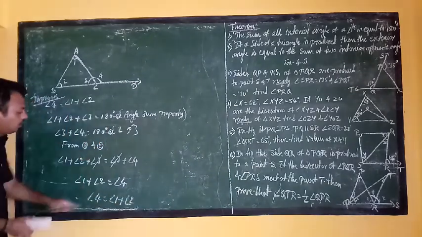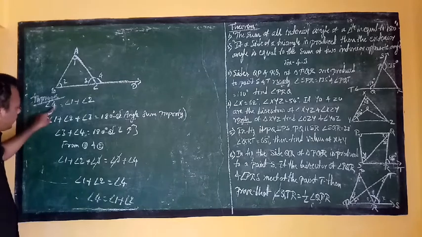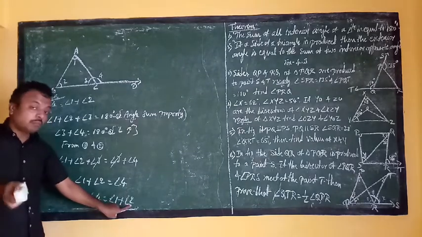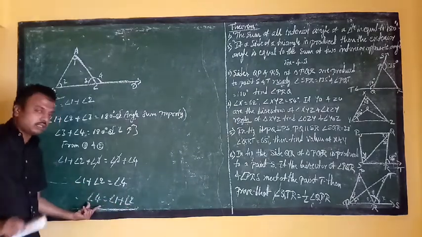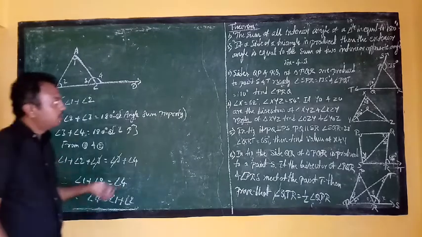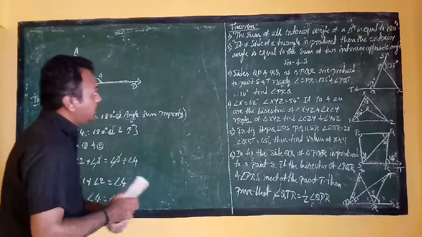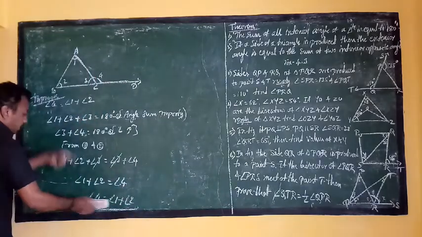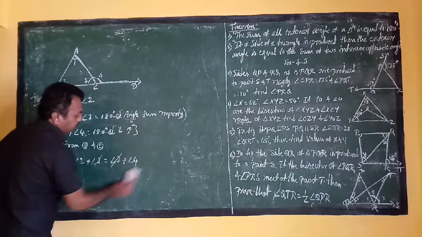That's all. See here, angle 4 is the exterior angle. Angle 1 and angle 2 are the opposite interior angles. Their sum is equal to the exterior angle. Got it? So that's all. Understand? Okay. So we go to the next one. Directly we are going to the exercise problems related to these properties, these theorems.